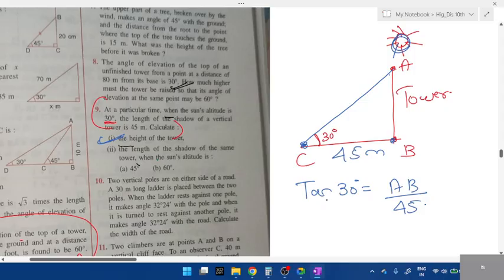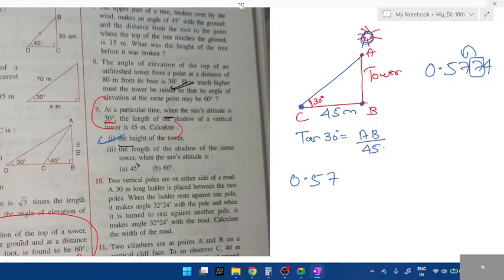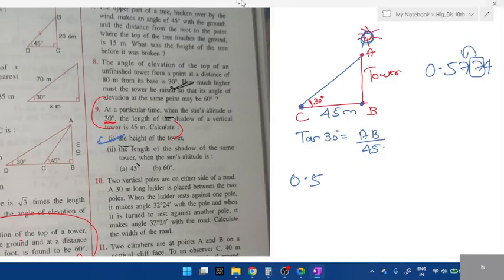Just ignore that. Go to the table and tell me what is tan 30. 0.577. Just take 0.57. See here, 0.5774, students. If I need two decimal places, look at the third number. If it is equal to or greater than 5, the previous number should increase by 1. So what should I write here? 0.58. Yeah, this is how you round it off. Okay, take it as 0.58.